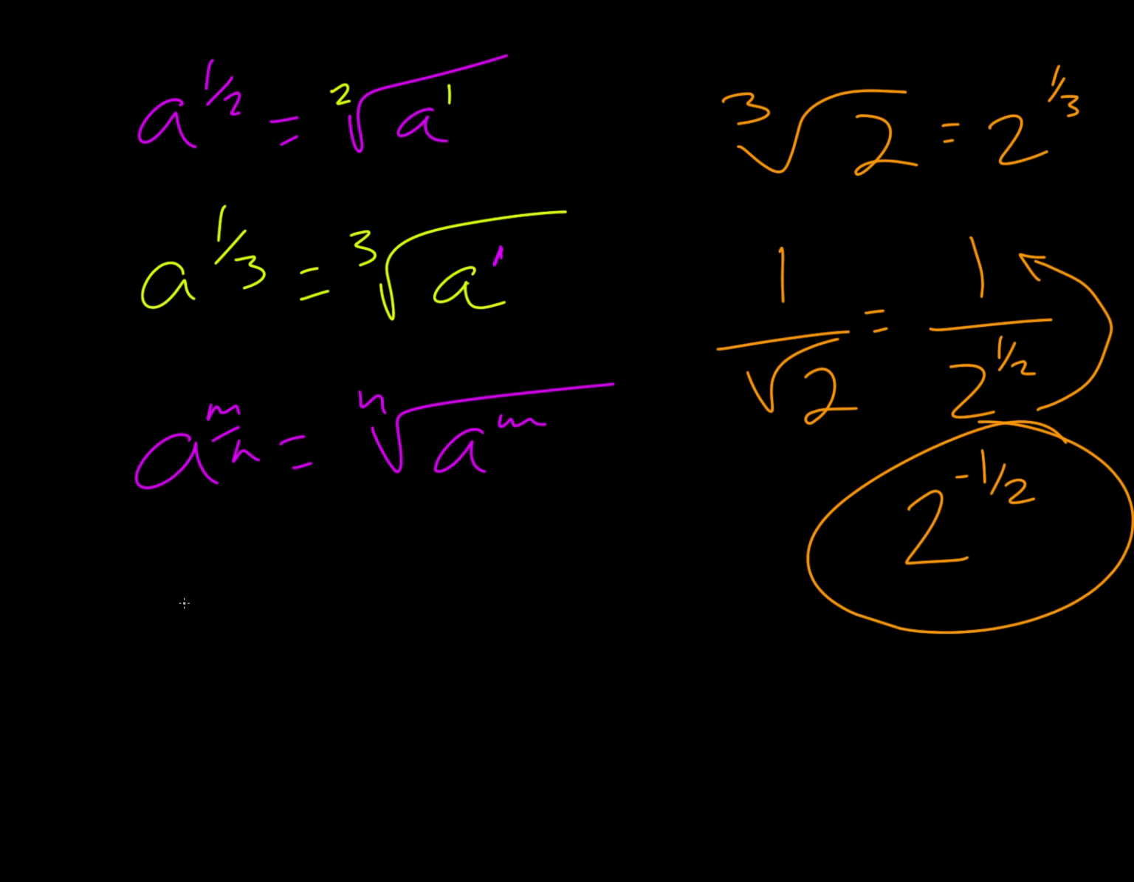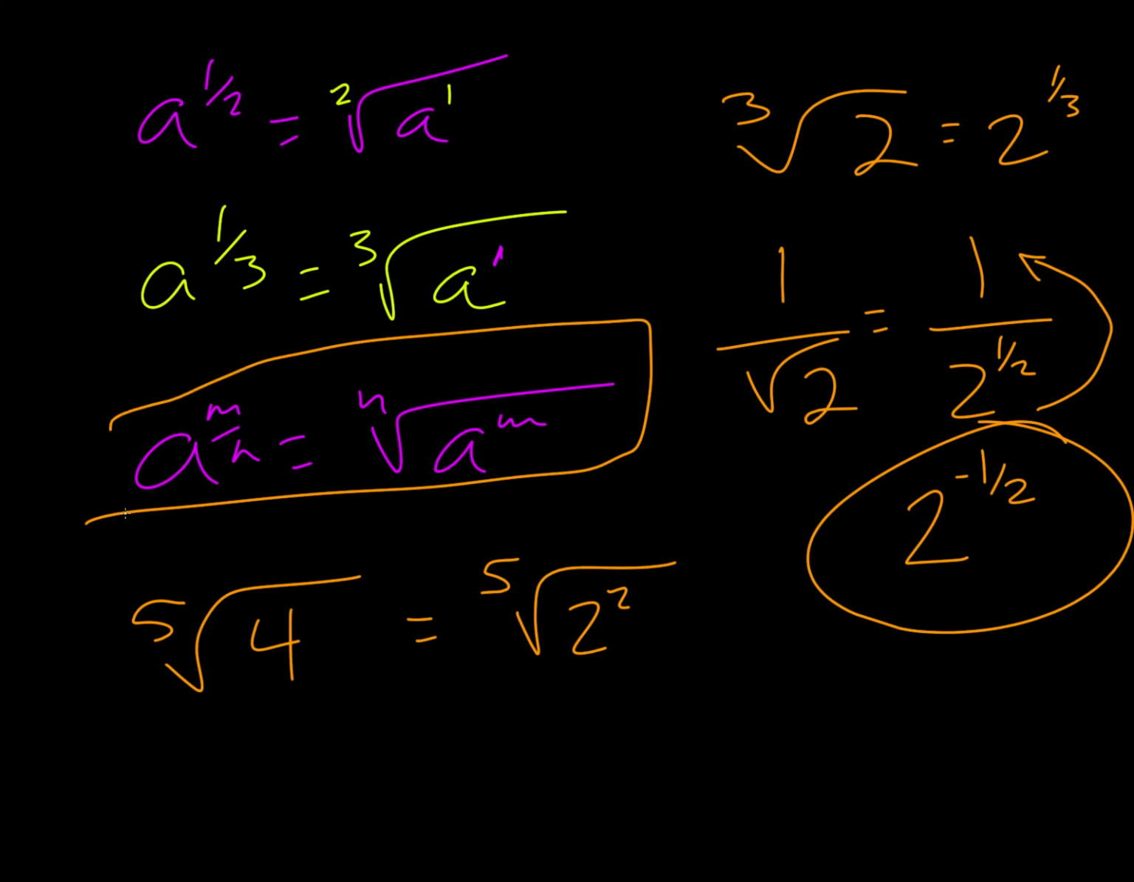And then we also have the fifth root of 4. Now we want it as a single power of 2, so I'm going to rewrite it as 2 squared instead of 4. And then if we use this rule, we get 2 to the 2/5.